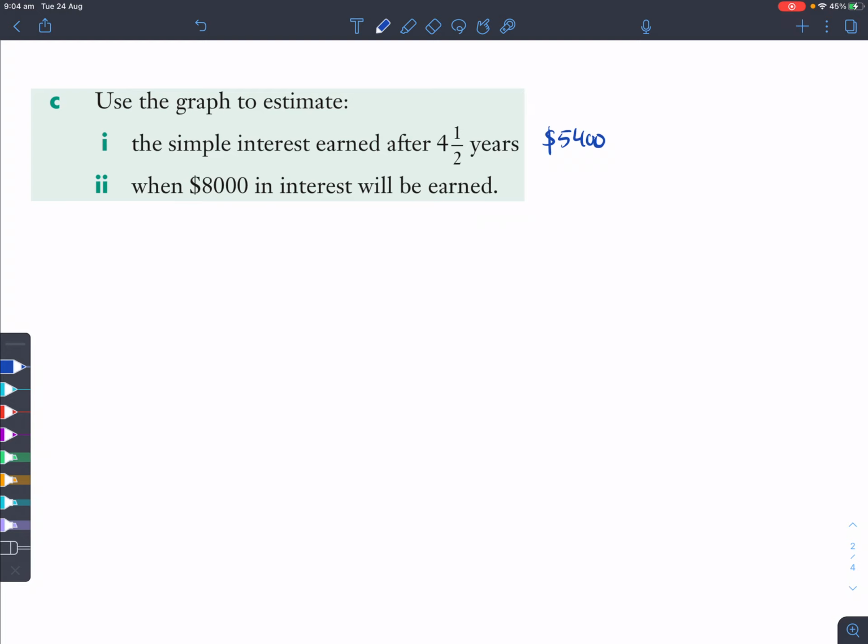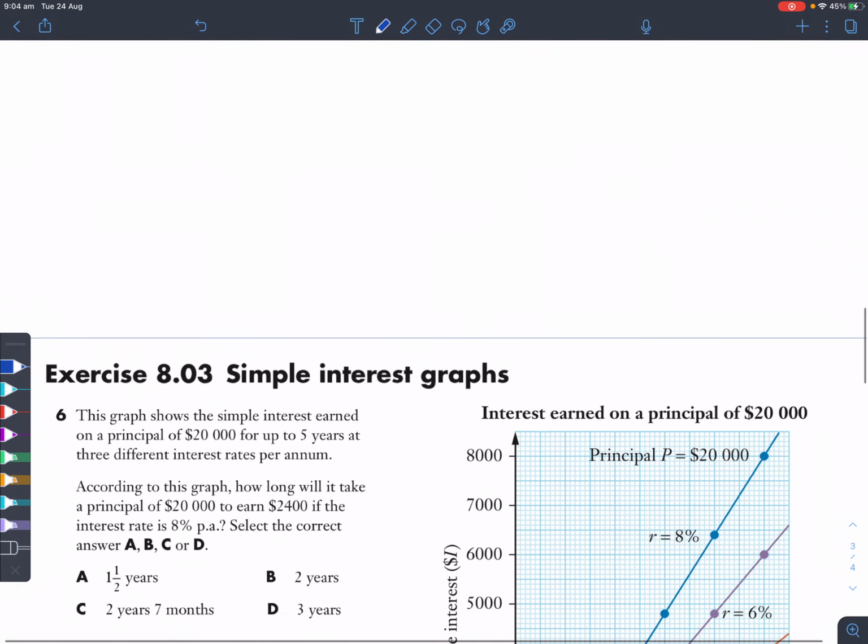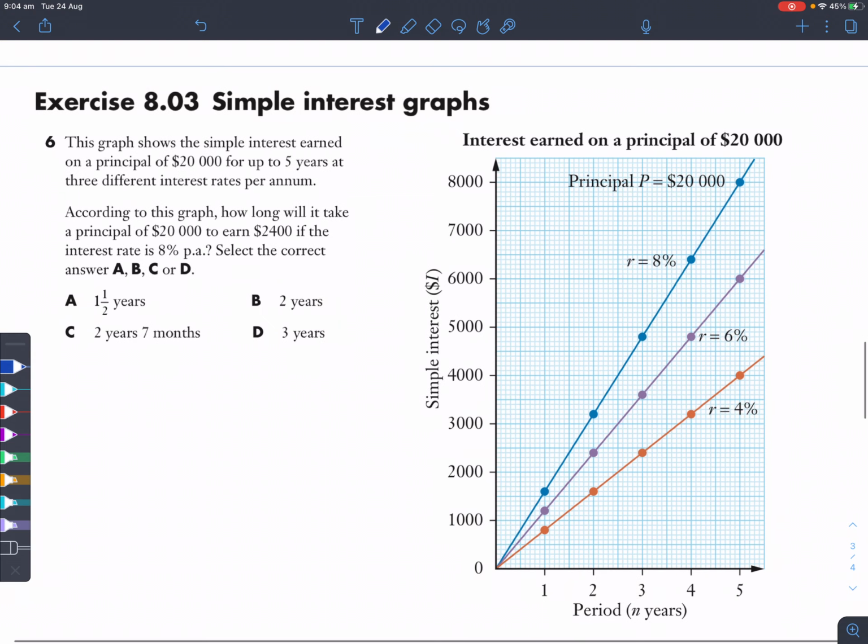So that's 6.6 years. All right. Let's move on. Let's have a look at some examples from the actual exercise.